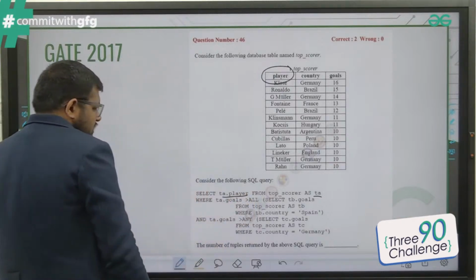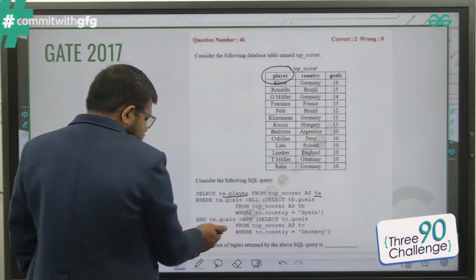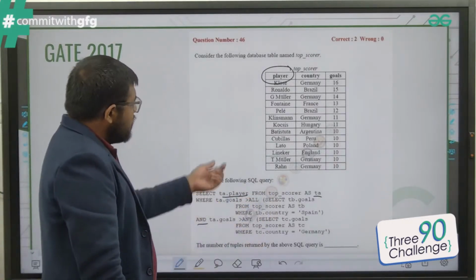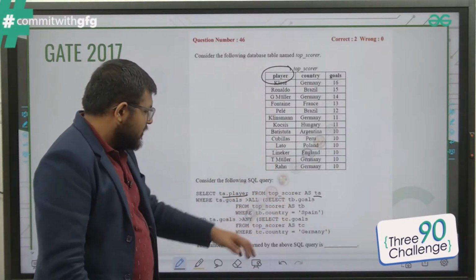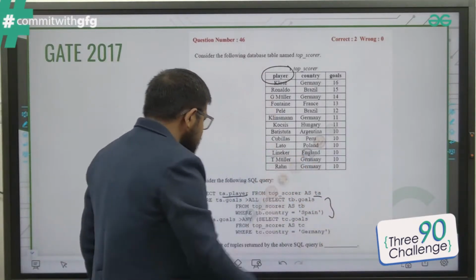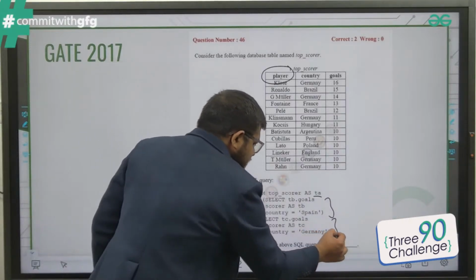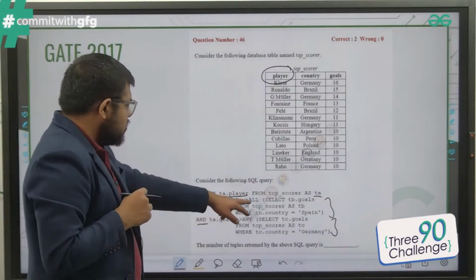So this is the where condition. In that there are two things, that TA dot goals is greater than this and TA dot goals is greater than any. So they will consider the players from this table whose goals are greater than all the players returned in this subquery, and any means at least one player whose goals are greater than at least one player in this subquery. Now let's go here.